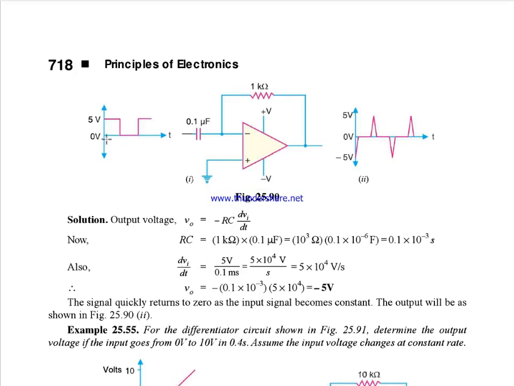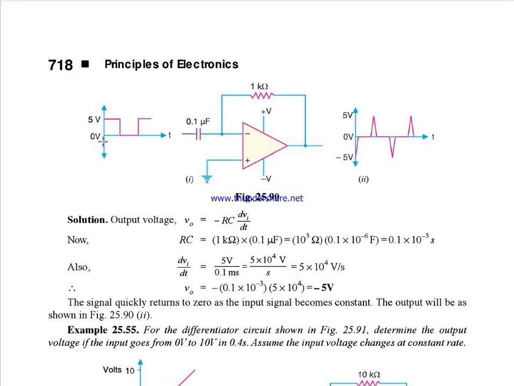The change in voltage is 0 to 5 volt. It's actually positive, right? So the increase in voltage dVi is 5, divided by the time taken, 0.1 millisecond. So dVi by dt is 5 into 10 raised to 4. So the output voltage will be minus RC dVi by dt, which is minus 5 volt. That is, within this 0.1 millisecond, the output voltage will become minus 5 volt.